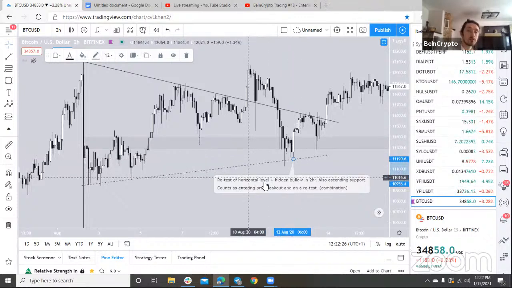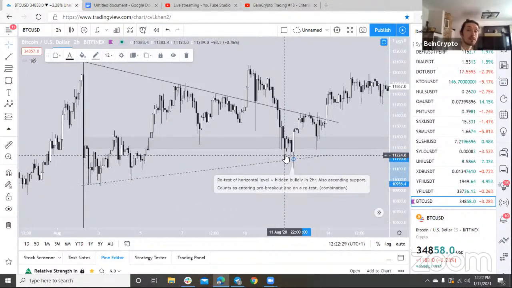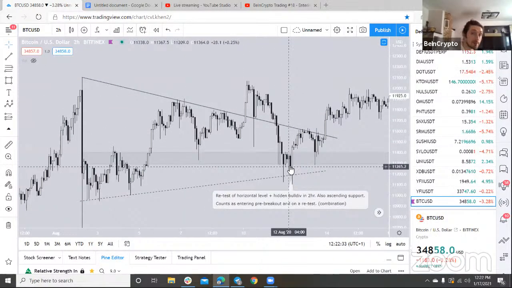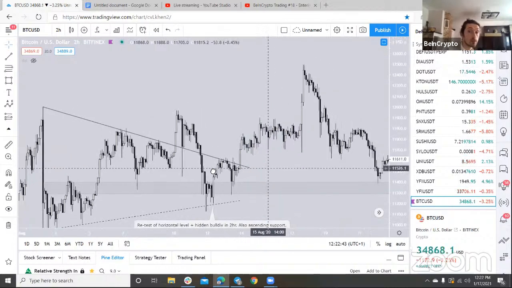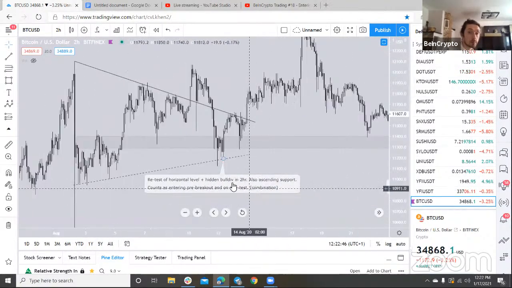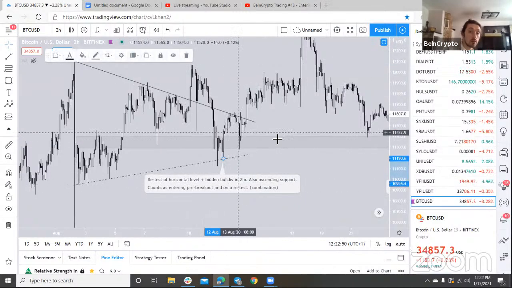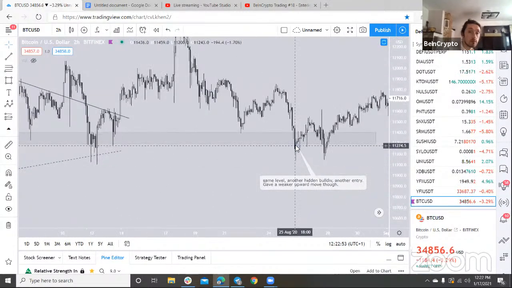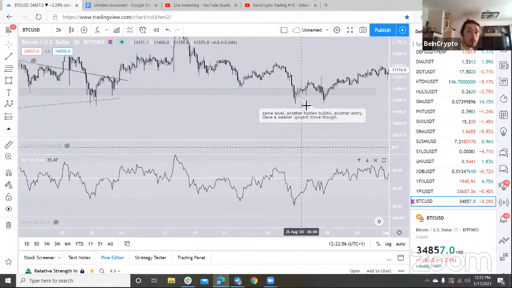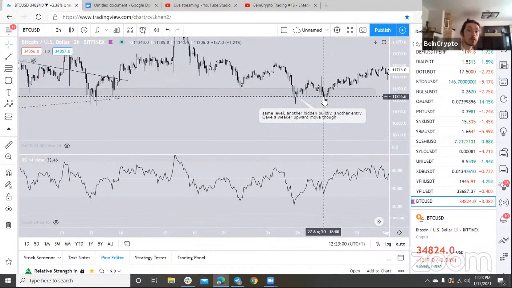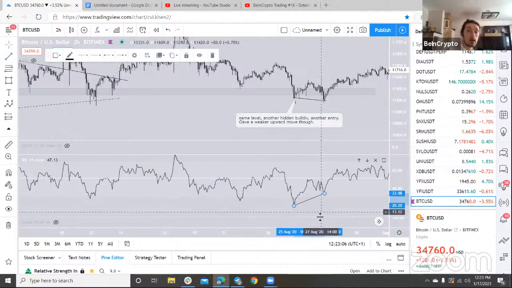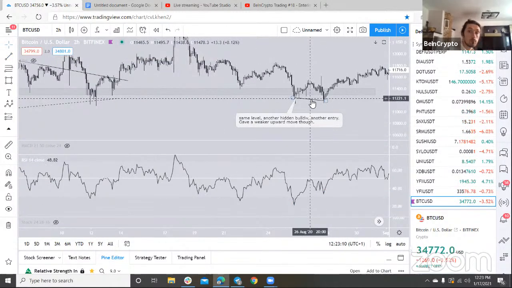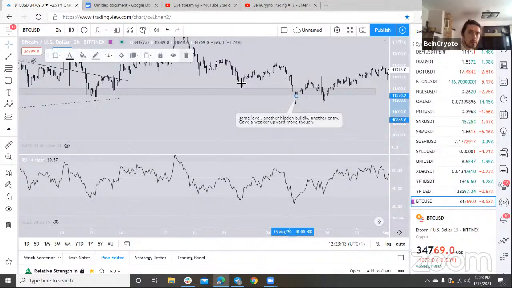In this case, you would have combined entering pre-breakout and entering on a retest, because this has not broken out from the resistance line yet. So you're buying in the accumulation phase, but it's also a retest of a horizontal level. Afterwards, it did not give you another retest. But these levels often get touched again. This was the case here. Another bullish divergence, not hidden, actually a regular bullish divergence, my bad. Lower low, higher low. And the price gave another upward move.